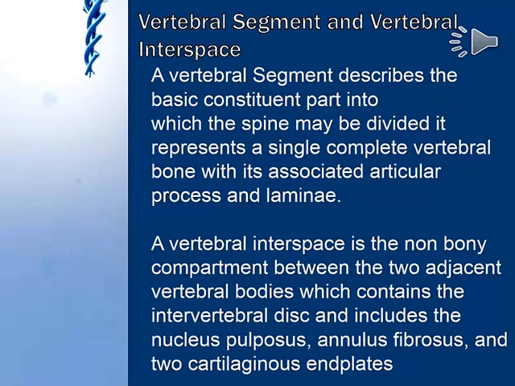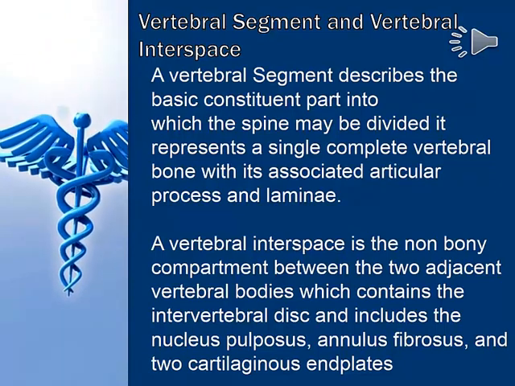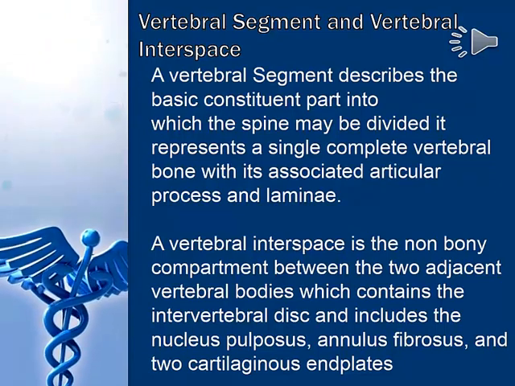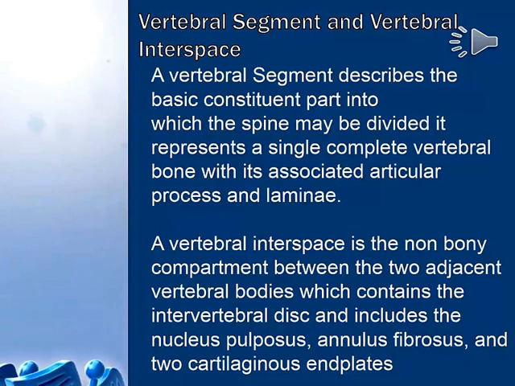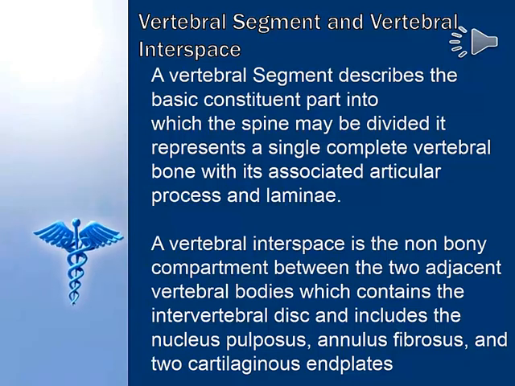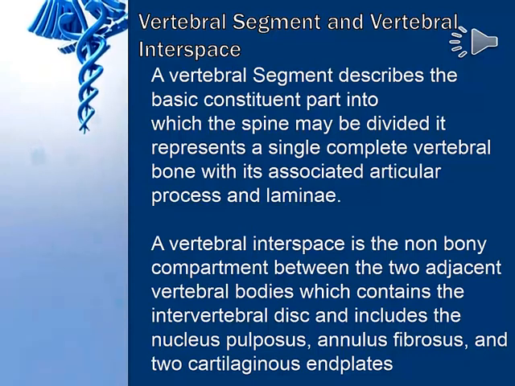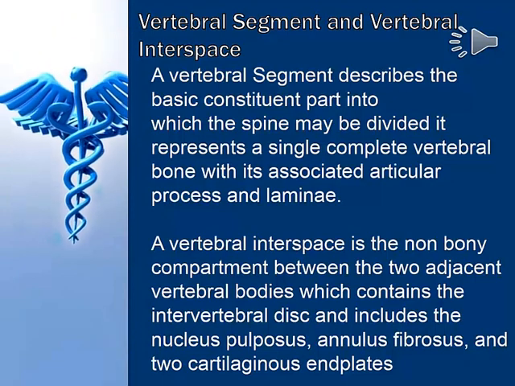Vertebral segment and vertebral interspace. A vertebral segment describes the basic constituent part into which the spine may be divided. It represents a single, complete vertebral bone with its associated articular process and laminae. Vertebral interspace is the non-bony compartment between the two adjacent vertebral bodies, which contains the intervertebral disc and includes the nucleus pulposus, the annulus fibrosus, and two cartilaginous endplates.